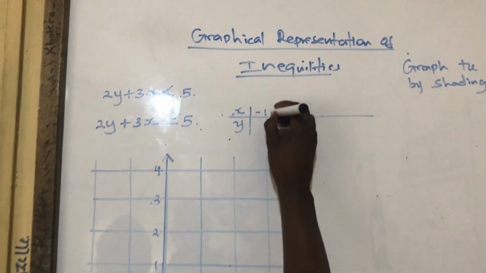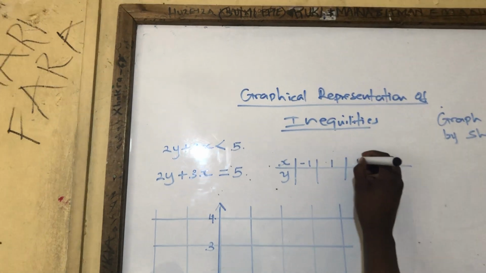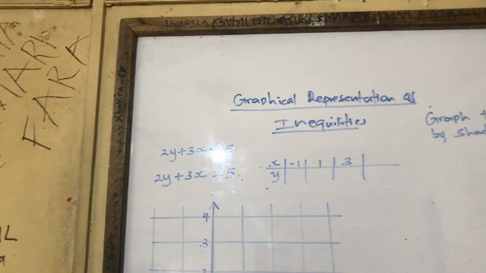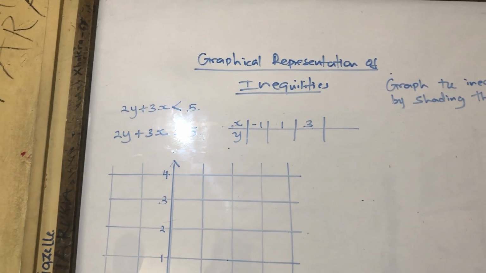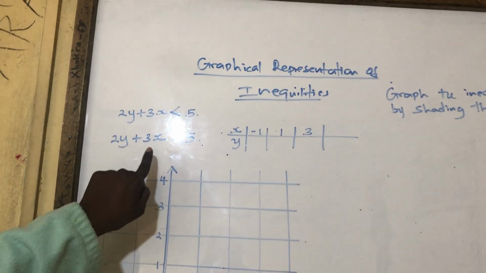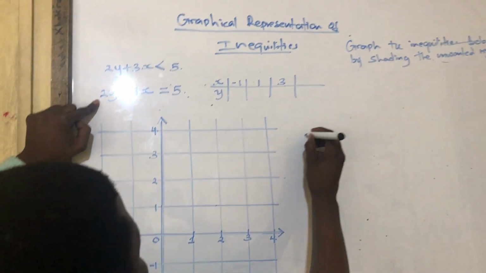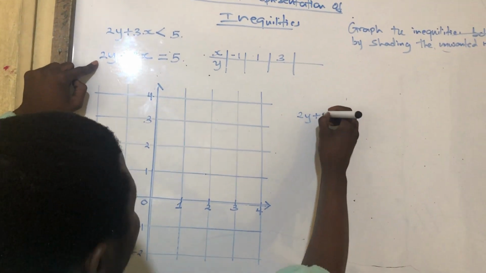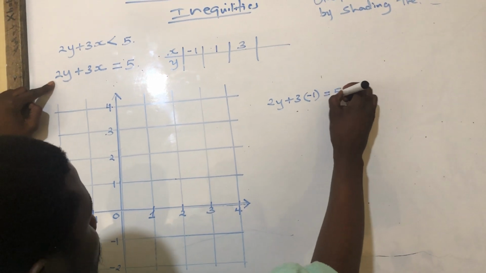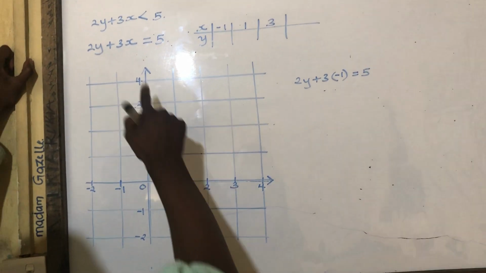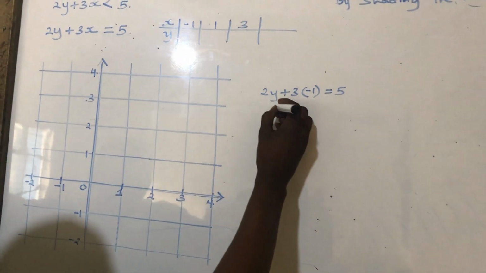Allow me to go for -1, 1, then the number 3. 3 numbers is always enough. We will start with the -1. When x is -1, what will our y become? 2y plus 3 times -1 is equal to 5. In the place of the x, we will substitute the -1.